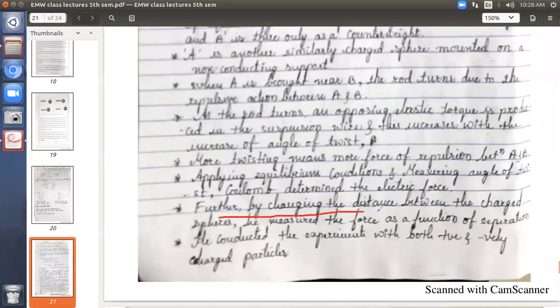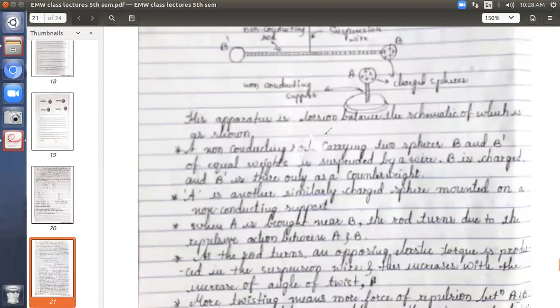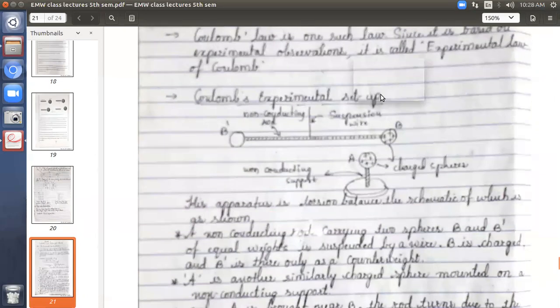Further, by changing the distance between the charged spheres, Coulomb measured the repulsive force as a function of this distance also. As it's an empirical law, obviously he did some trials and errors. First, he changed the distance between these two spheres, increased and decreased it, and observed a few points. Similarly, he might have changed the weights, and again observed a few points.